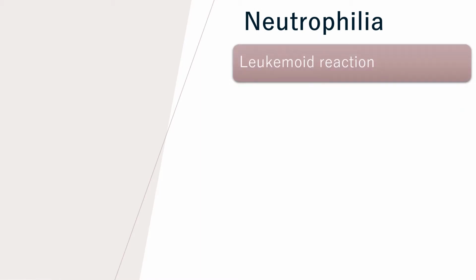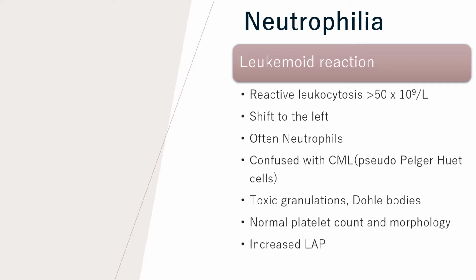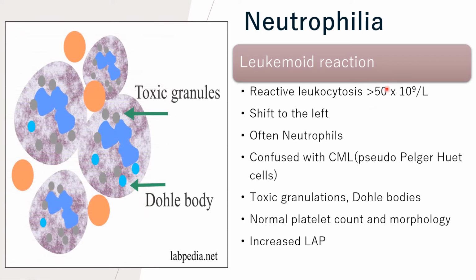The term leukemoid reaction refers to a reactive leukocytosis of above 50 × 10^9 white blood cells per liter. This causes a shift to the left, where there is the presence of immature neutrophilic forms. A leukemoid reaction usually refers to the increase in neutrophils, but there may be an increase in the other cell types of leukocytes as well. A neutrophilic leukemoid reaction may be confused with chronic myelogenous leukemia.